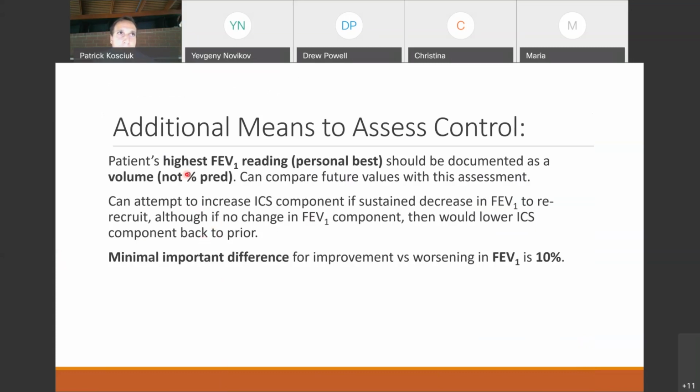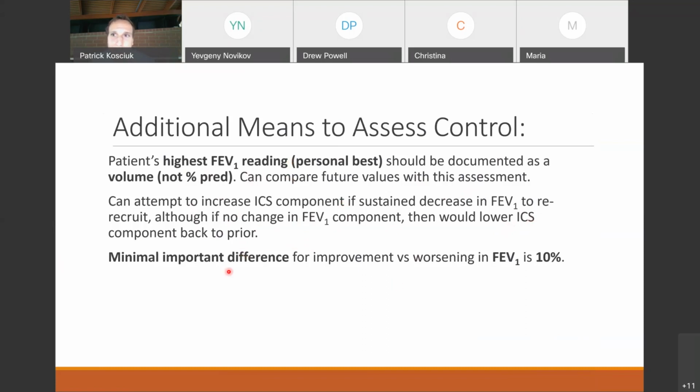Additional means to assess someone's control: what is the highest FEV1 that someone has? What's their personal best? Then determine what their future values look like. A change in FEV1, again, more variability in their pattern, means that they probably have less control of their asthma. So you can theoretically say, all right, I have a guy that had a great FEV1 in his clinic visit 4 months ago, and now the FEV1 is much lower. Maybe I can increase the ICS component, especially with higher symptom scores, and then eventually repeat the spirometry and see if it actually gets any better. Arguably, if it has not changed, you probably go back to the older, lower dose in these cases.